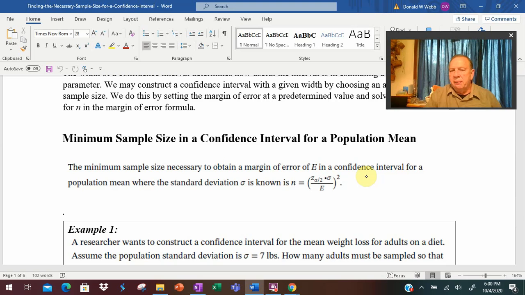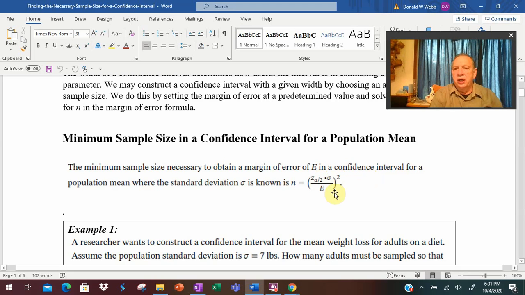And then we're working backwards. So this would show up in the equation for E. And n is inside, but we're going to solve for n. Use these numbers, square it, and that's going to give us the sample size. We're always going to round up. Okay, so let's look through that.